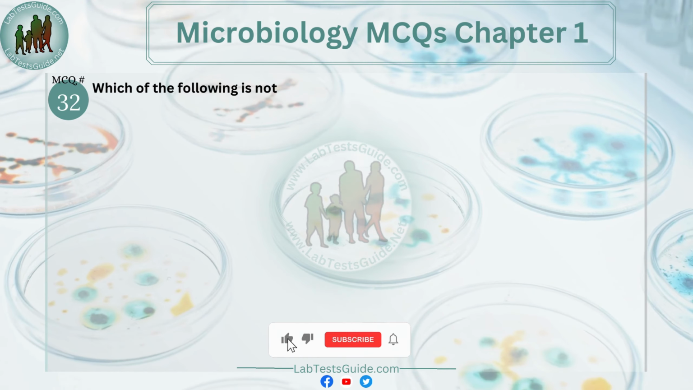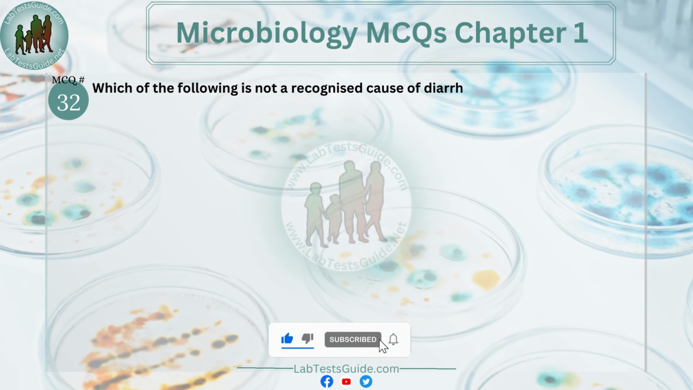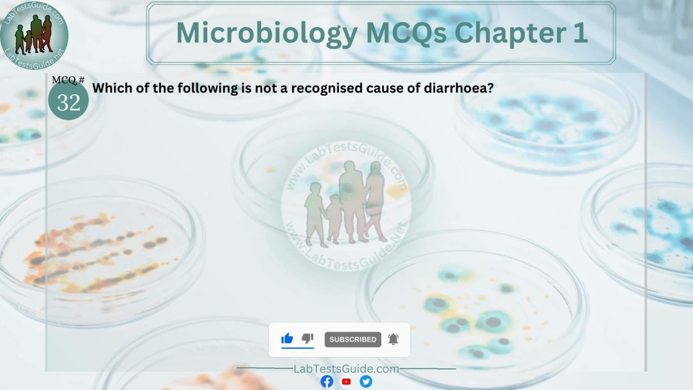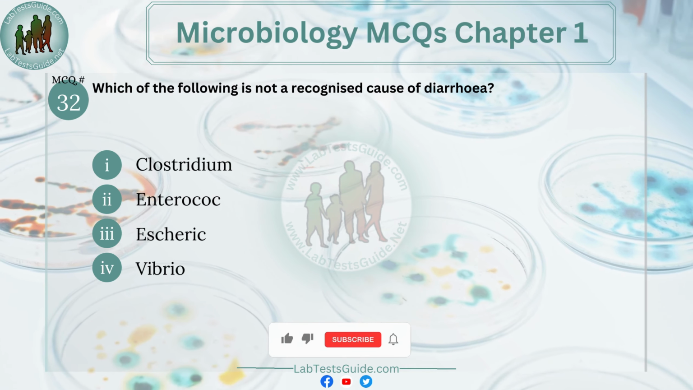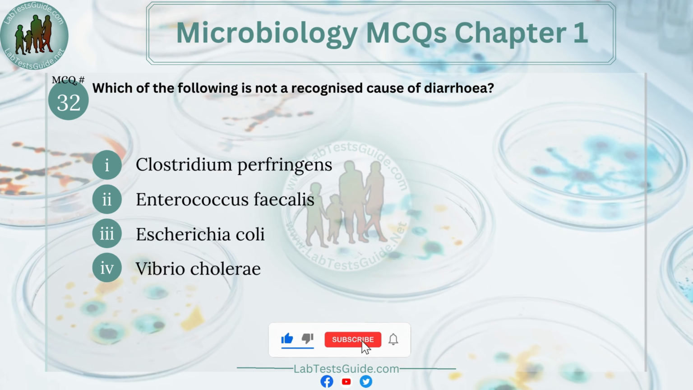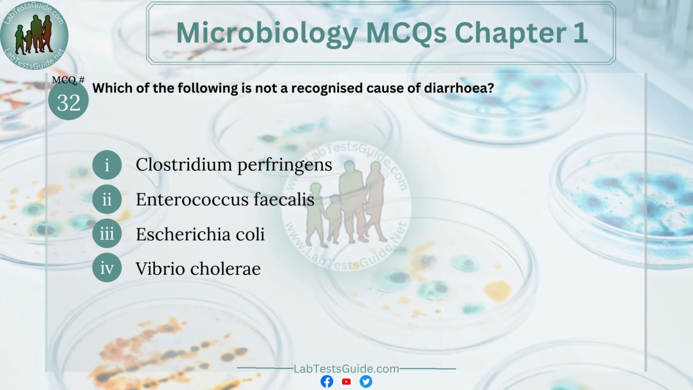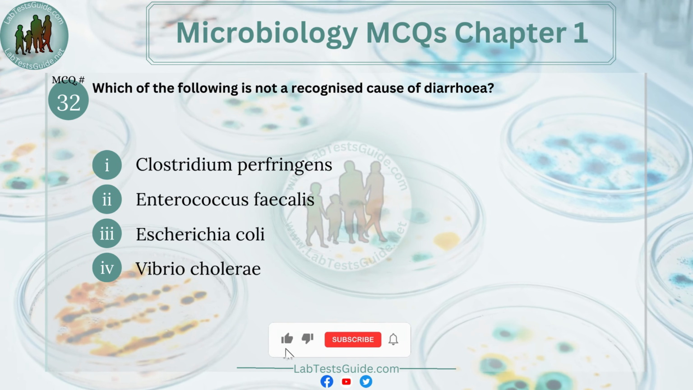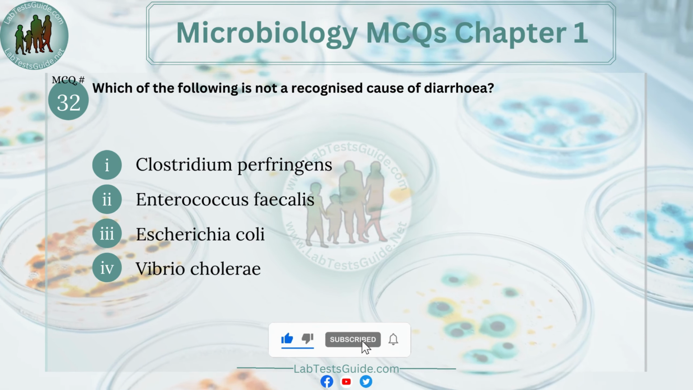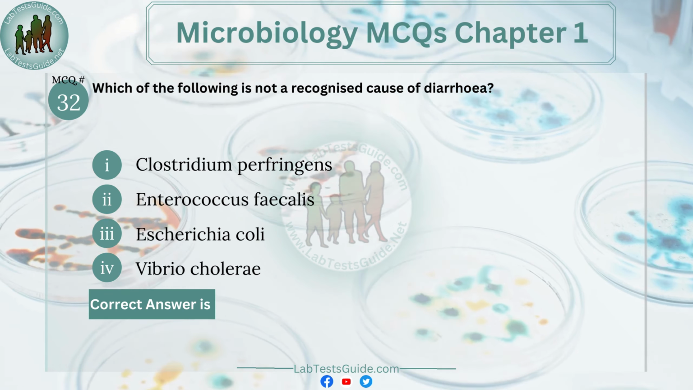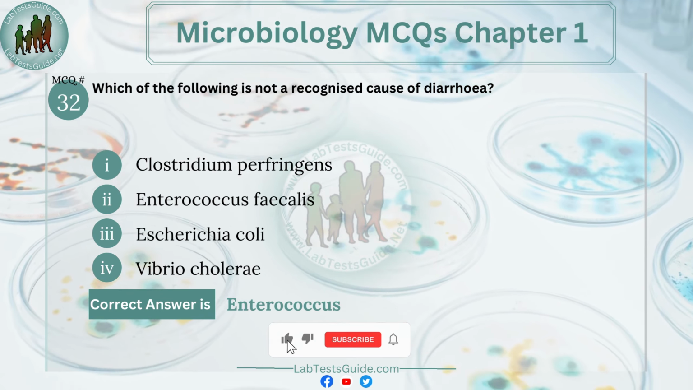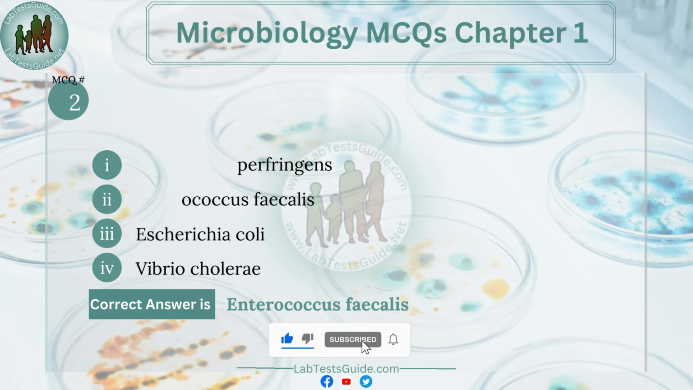Question number 32. Which of the following is not a recognized cause of diarrhea? Option number 1, Clostridium perfringens. Option number 2, Enterococcus faecalis. Option number 3, Escherichia coli. Option number 4, Vibrio cholerae. Correct answer is Enterococcus faecalis.